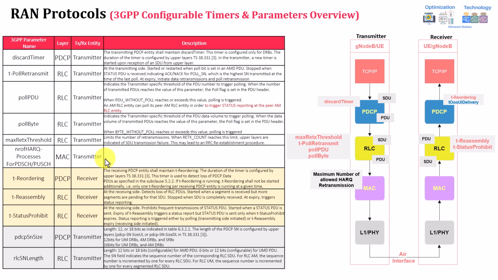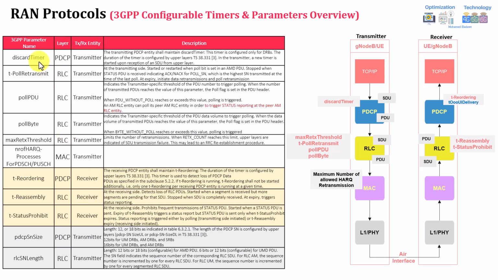Again, we already explained how data is transferred. Here I'm assuming you have a transmitter and a receiver. This is applicable for both download and upload. For download, it is gNB towards the UE. For upload, it is UE towards the gNB. At the end, one of them acts as a transmitter and the other as a receiver. The first timers I'll start with are at the transmitter. You can see we have timers and parameters at the transmitter and at the receiver.